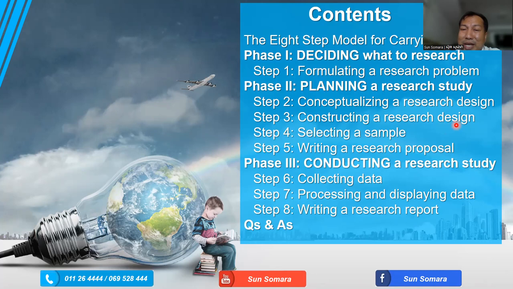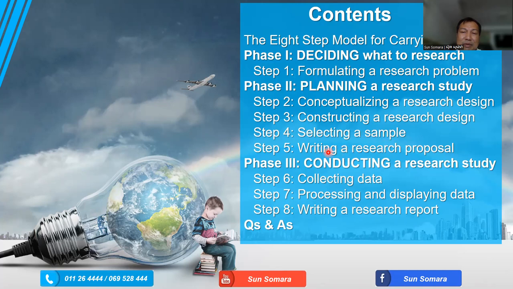And number four, you start thinking about the sample or sampling technique, or the method by which you select your sample. Okay, whether you will use a random or non-random sampling method, or purposive or snowball, for example, right? Something about the sampling method here, selecting a sample.